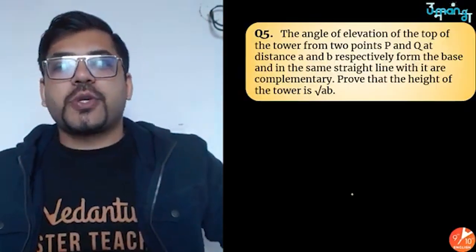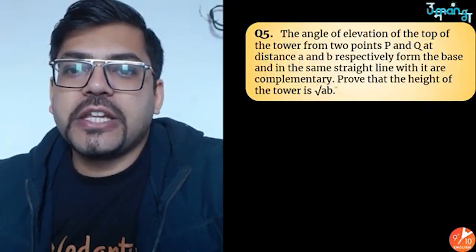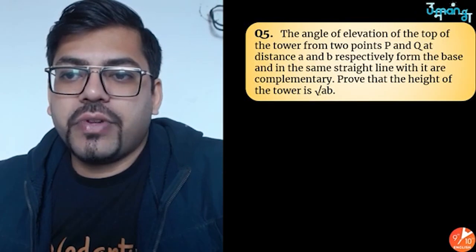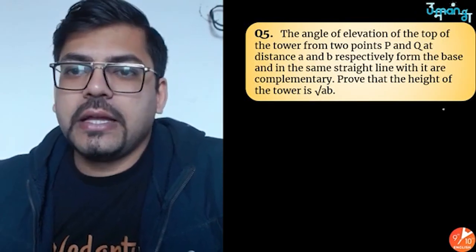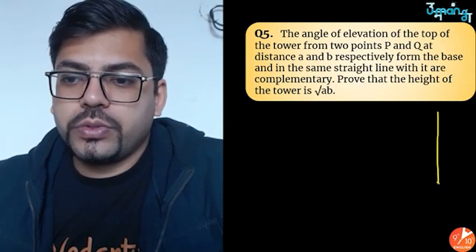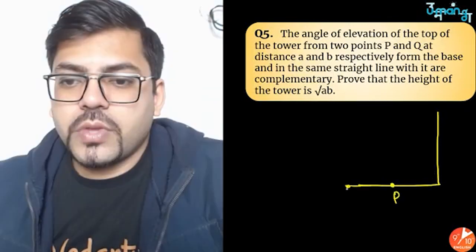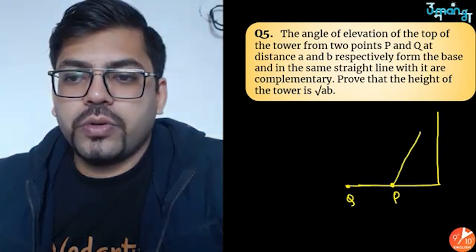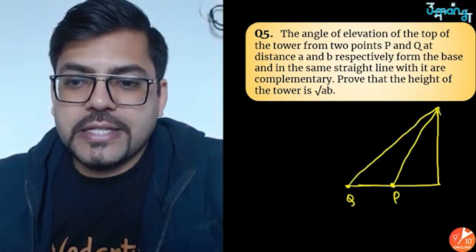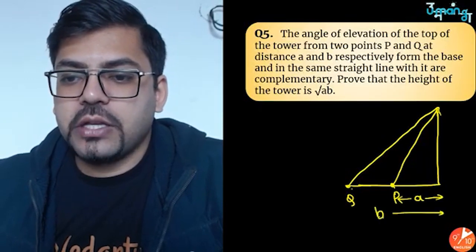Here we go. Next question says the angle of elevation of the top of the tower from 2 points P and Q at distance a and b respectively from the base in the same straight line with it are complementary. What it means? Question says that you have a tower and from points P and Q on the ground, someone is looking at the top of the tower. So this point P is at a distance a from the tower and this one is at a distance of b from the tower.